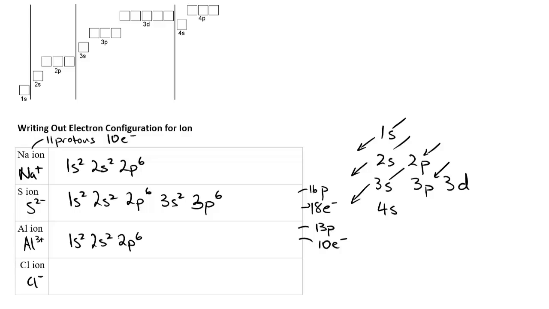2p6, that's 10 electrons. So notice how both sodium and aluminium have exactly the same electron configuration. So you really can't tell just by looking at the electron configuration at times what ion you're dealing with. You have to be told a little bit more information.